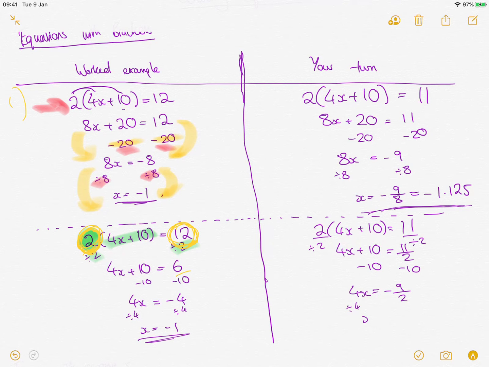So that gets me minus 9 over 2, or minus 4.5. Divide both sides by 4. And we get x is equal to minus 9 over 8 again. So you can see we're still getting the same answer. But I just think the first method's a bit easier in this case because 2 is not a factor of 11, so we end up with a decimal here.